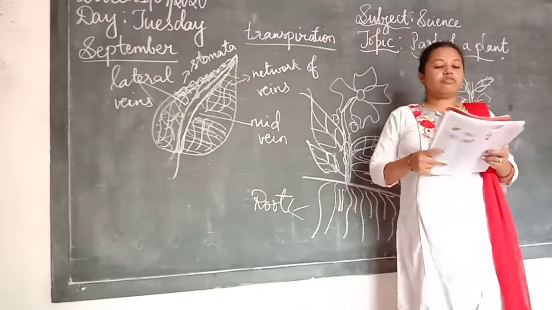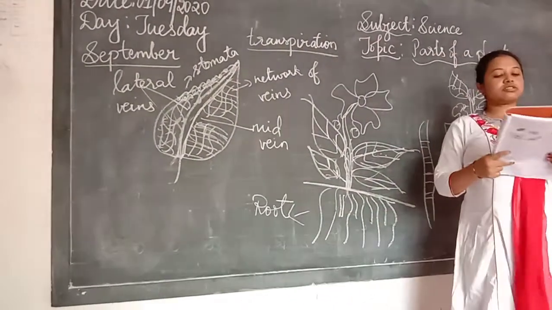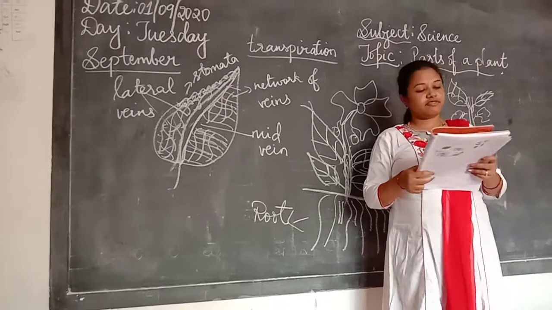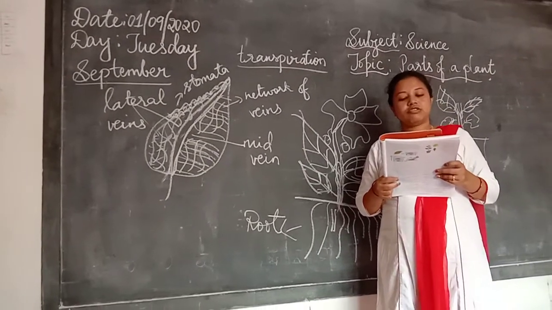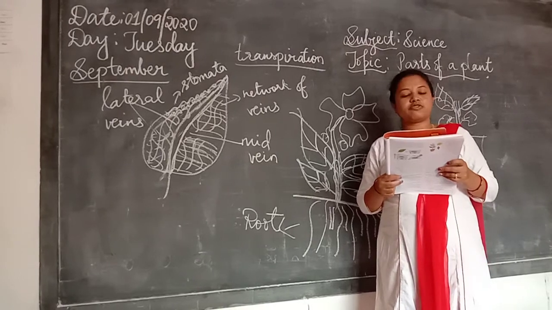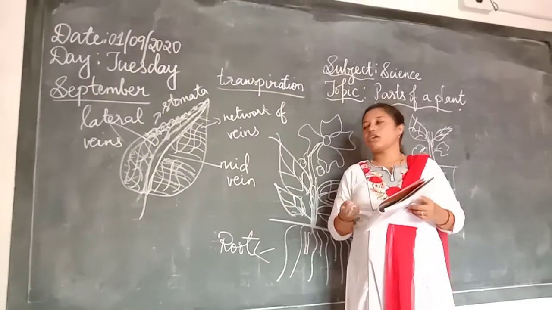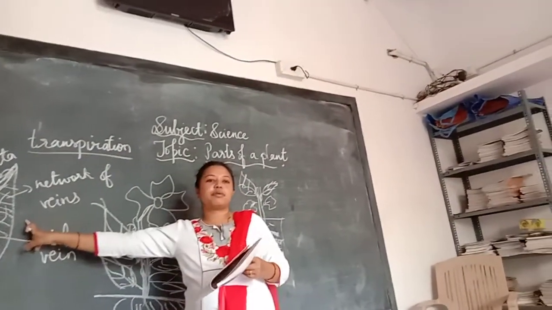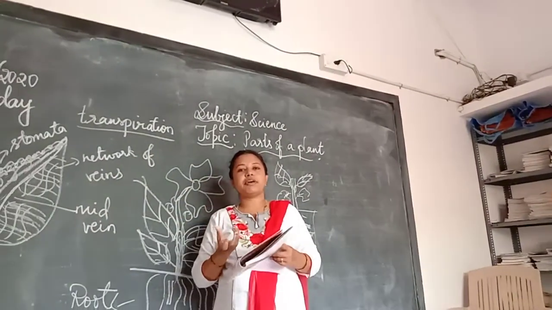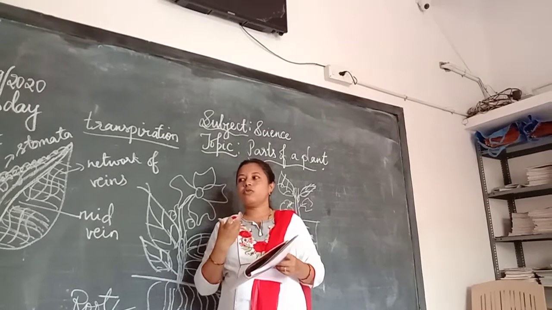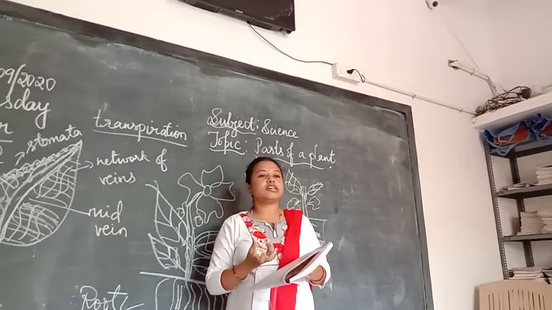So now we'll discuss how these leaves prepare food. We have learned that leaves prepare food for plants with the help of chlorophyll. So what are all the things needed for a leaf to prepare food? Now, how do we prepare food at home, in the kitchen? How do we cook food? What are all the ingredients we need?